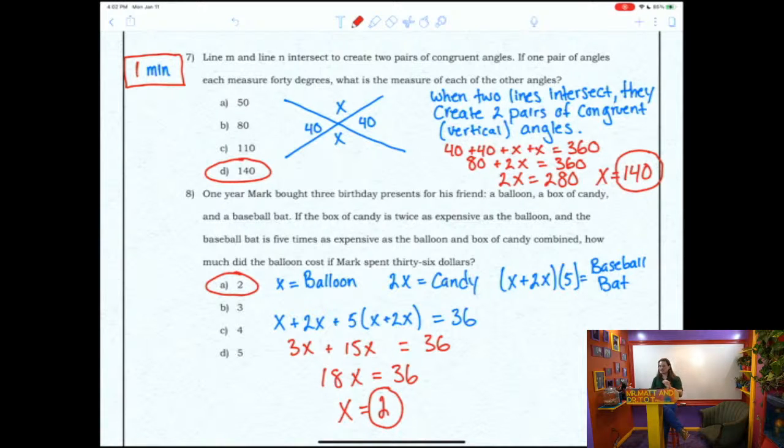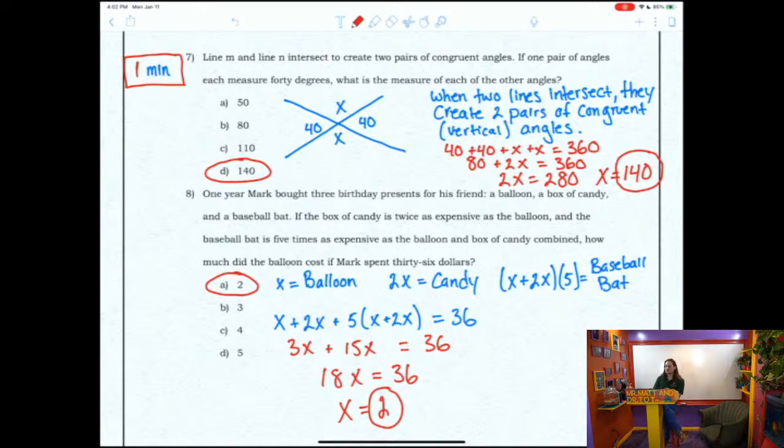Okay, so let's look at 7 and 8. So for 7, anytime that two straight lines intersect, they create two pairs of what's called vertical angles. Now the name vertical can be a little bit misleading because it doesn't mean that they're going up and down. It just means that they're across from each other. Vertical angles are always congruent.